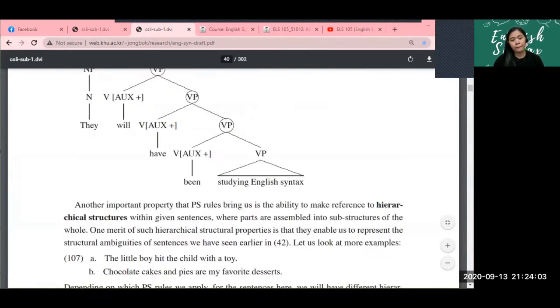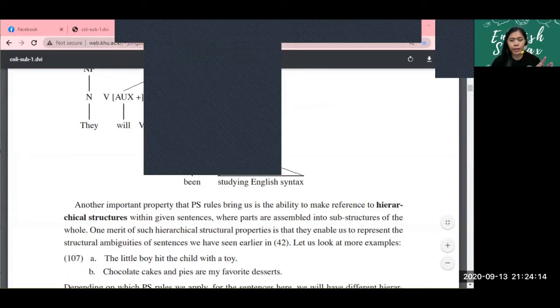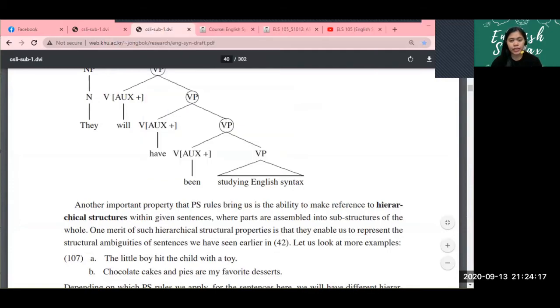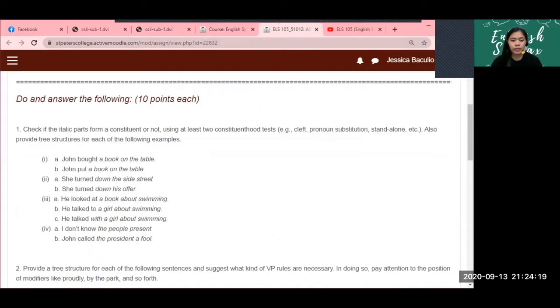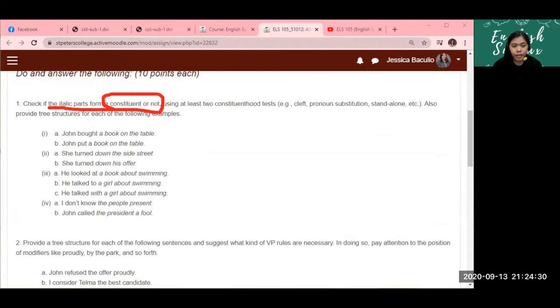So that's it. If you have questions, you can ask in our group chat, or comment or message me privately. Now let's try to answer some of your assignments. Let's start with number 1. This is for assignment 4. Check if the italic parts form a constituent or not, using at least two constituenthood tests: cleft, pronoun substitution, standalone, and conjunction. Also provide a tree structure for each of the following examples.